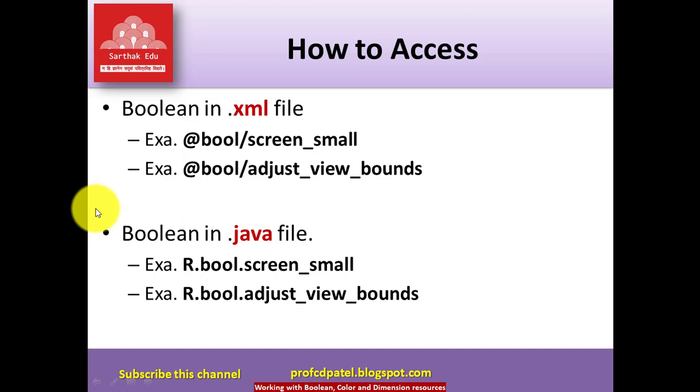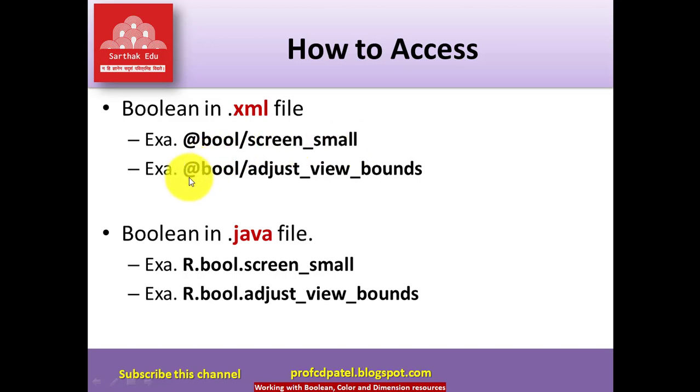Now first of all, we are going to understand how to access Boolean resources in an XML file. So dear friends, here I am going to explain the example first. The first sign, also called the @ symbol, indicates resource, bool is your tag, and screen_small is your key name.